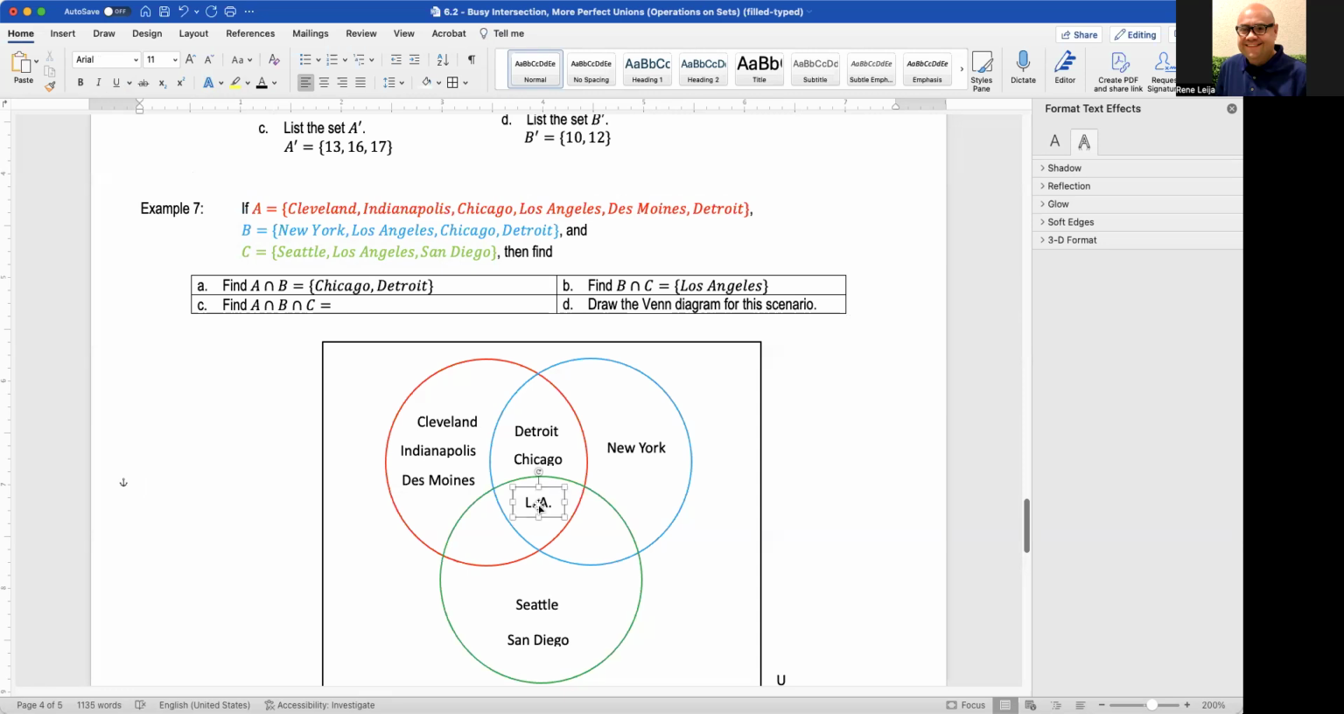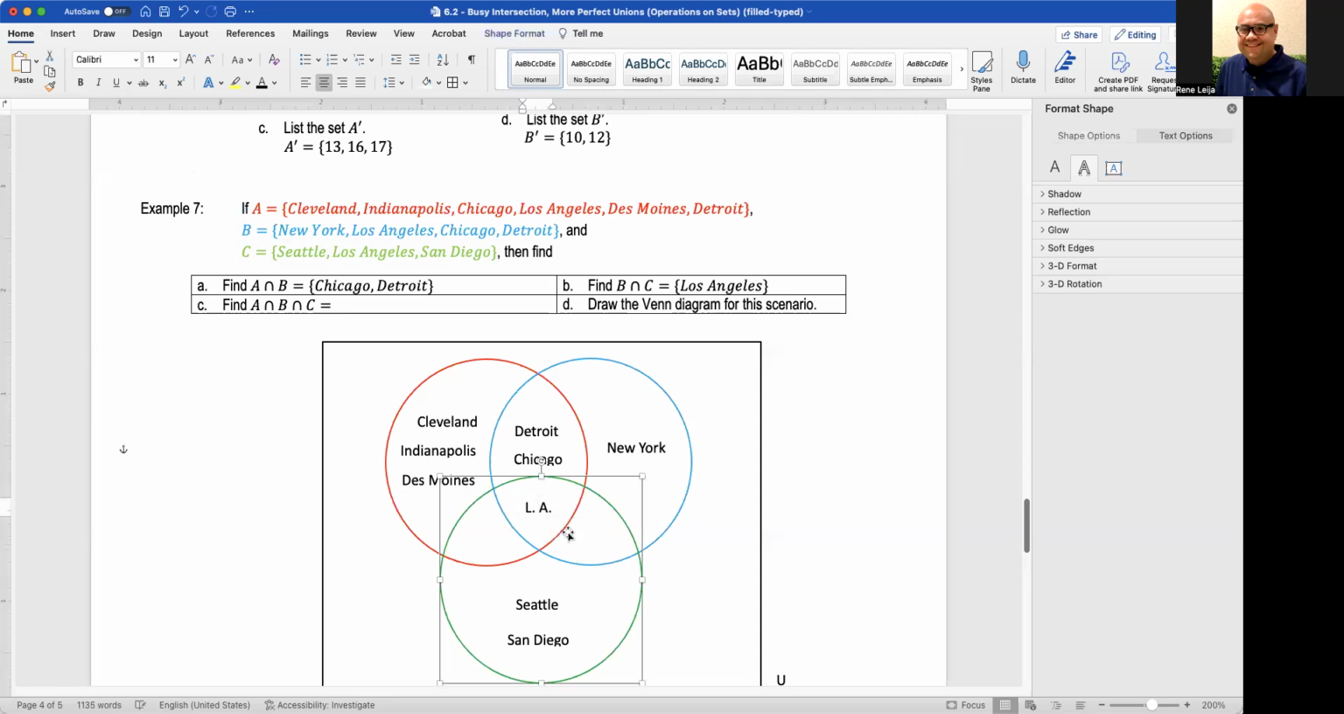So what do they have in common? What do all three have in common? And they all have that LA, Los Angeles, is common to all three.